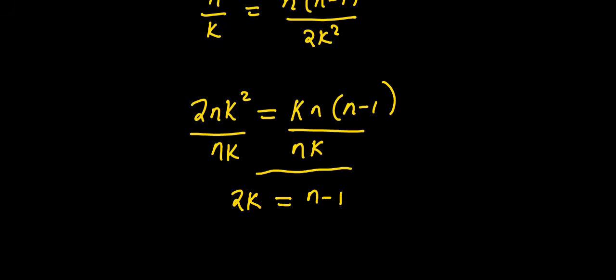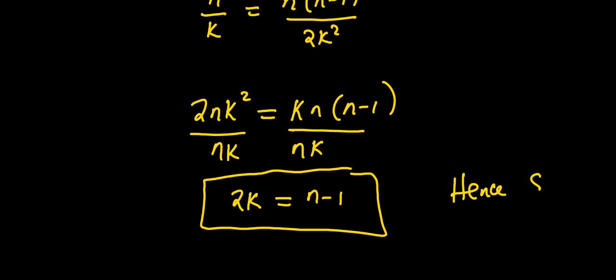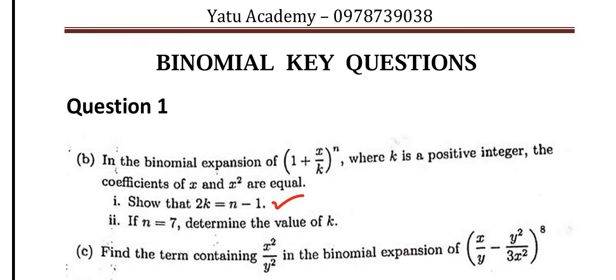This is what they wanted. Hence, you write hence what? Hence shown. This is what they wanted us to get, right? Remember this part here. That's what they wanted us to show. We have gotten it. Then they are saying if n is equal to 7, determine the value of k.